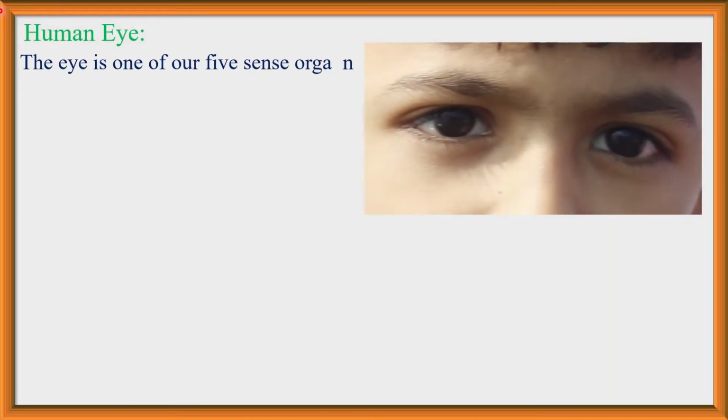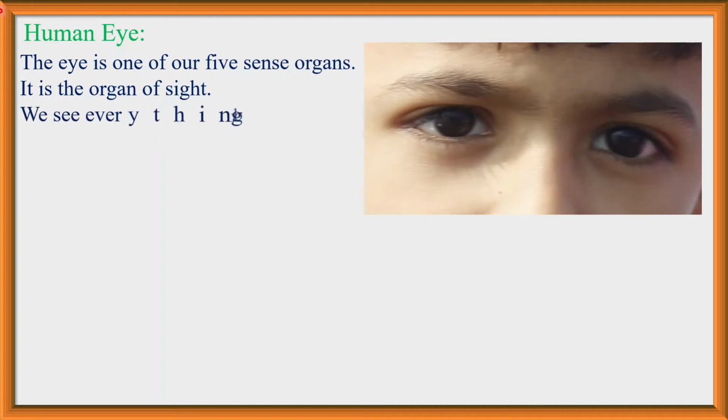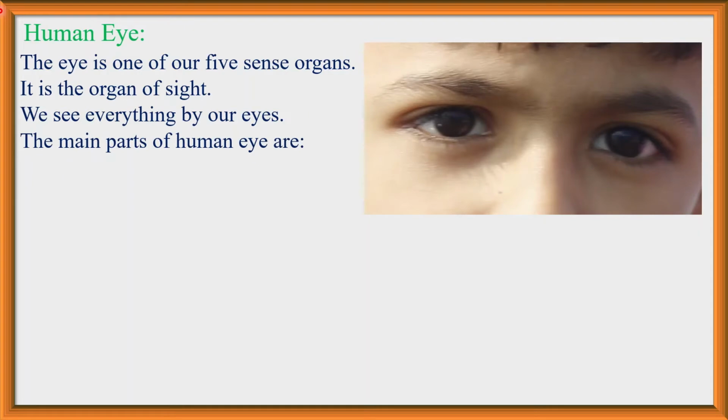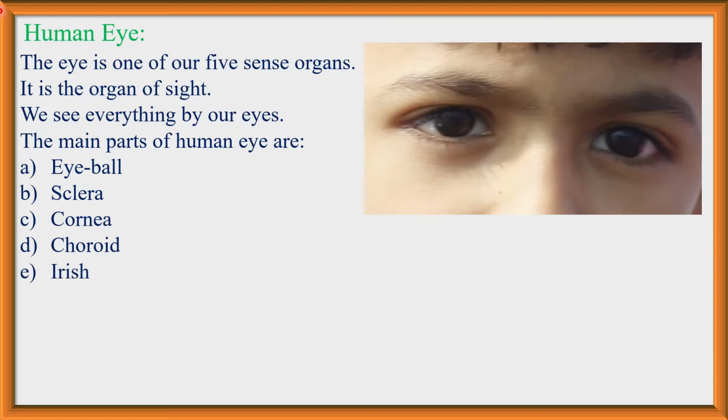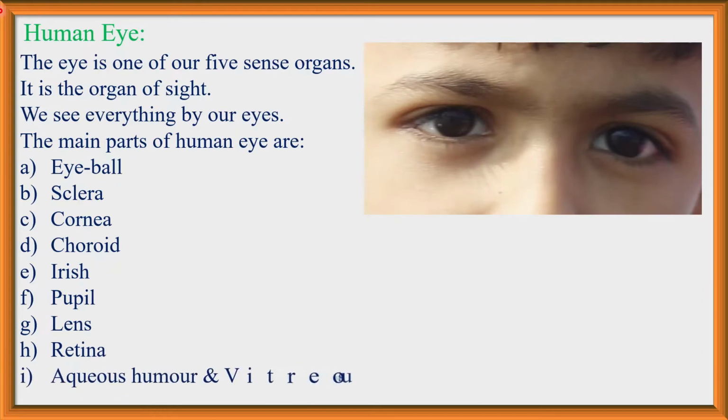The eye is one of our five sense organs. It is the organ of sight. We see everything by our eyes. The main parts of the human eye are eyeball, sclera, cornea, choroid, iris, pupil, lens, retina, and aqueous humor and vitreous humor.